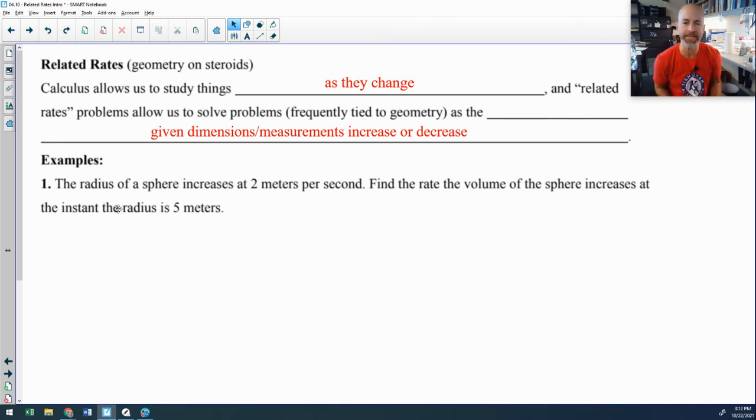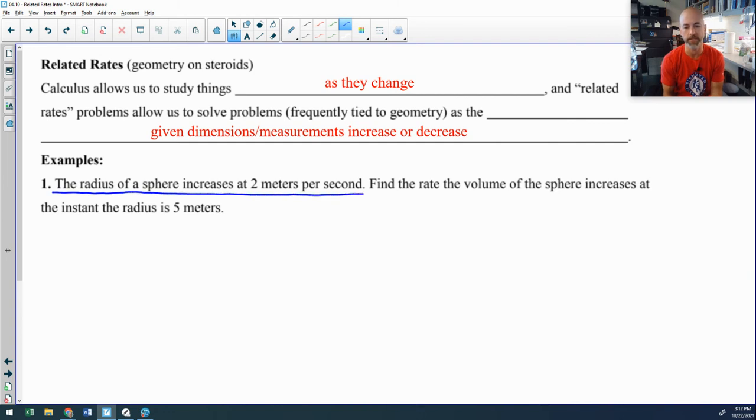So what I like to do first, anytime I have a word problem, related rates or optimization or anything, is annotate my problem and take all the information out of the paragraph and list it in a bulleted list of information. The first thing I see that I want to pull out is the radius of the sphere increasing at 2 meters per second. Anytime I see the word increase or decrease, I am thinking derivatives, especially in a calculus class. And so the radius is what is increasing.